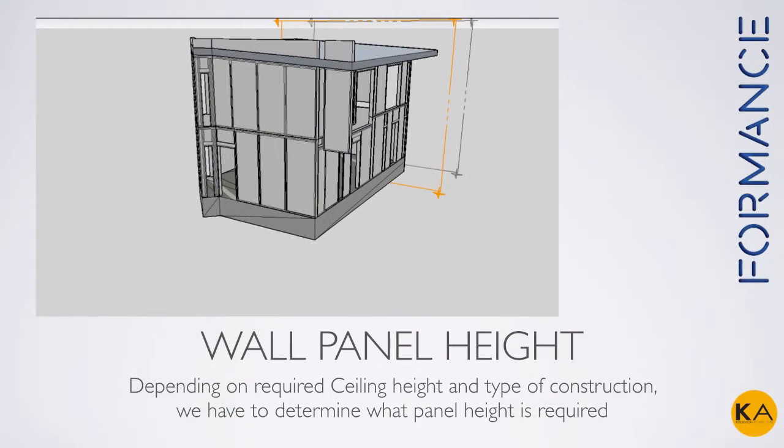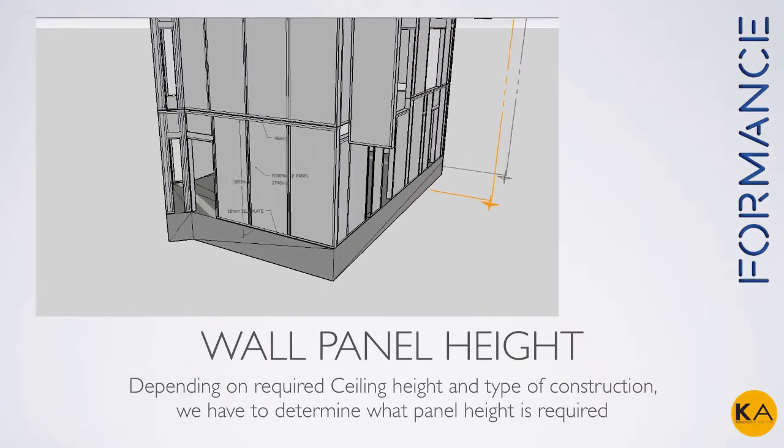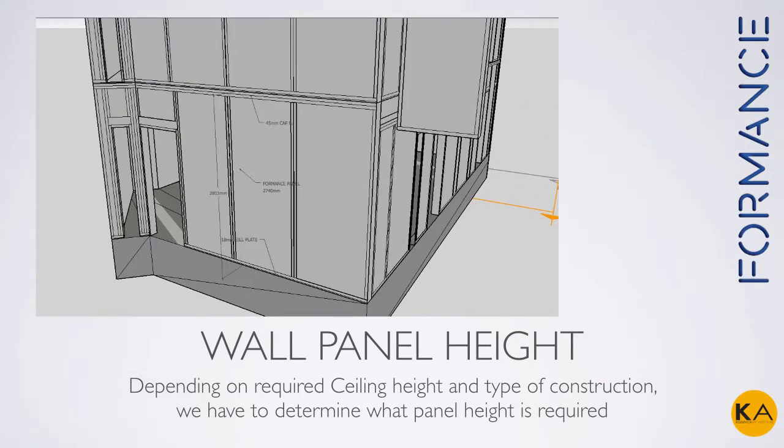Also important is for us to know what sort of panel height is required, allowing for 18 mm seal plate at the bottom and cap plate at the top. This will give us a clear indication of what sort of wall panel height is required, whether it's 2440 or 2740, one of the standard height panels.